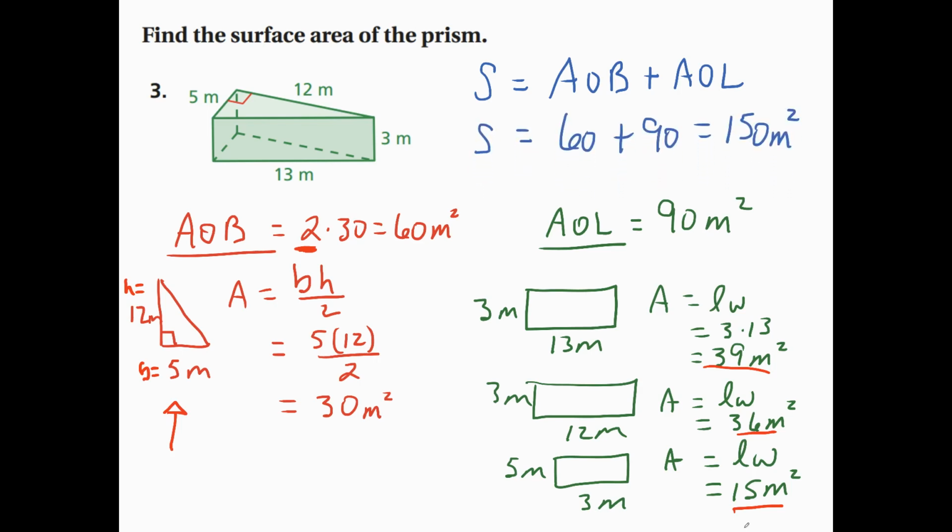And then I go ahead and put these 2 numbers. My 90 goes up here, and the 60 goes here. I add them together, and then I put the units. Okay, so that's kind of the process that I use when I want to find the surface area of a triangular prism. Hopefully that's the answer you got.